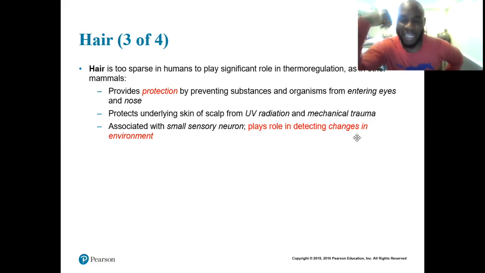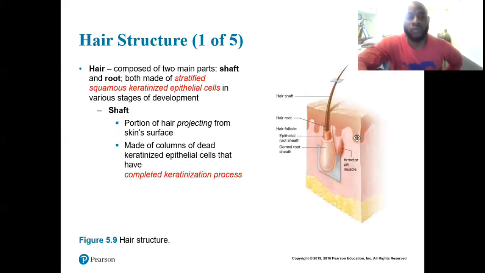We have eyelashes that protect things from entering our eyes. We have nose hairs that protect things from entering our nose. If you have hair on your head, it's protecting the scalp from UV radiation. All right, what is the structure of hair?